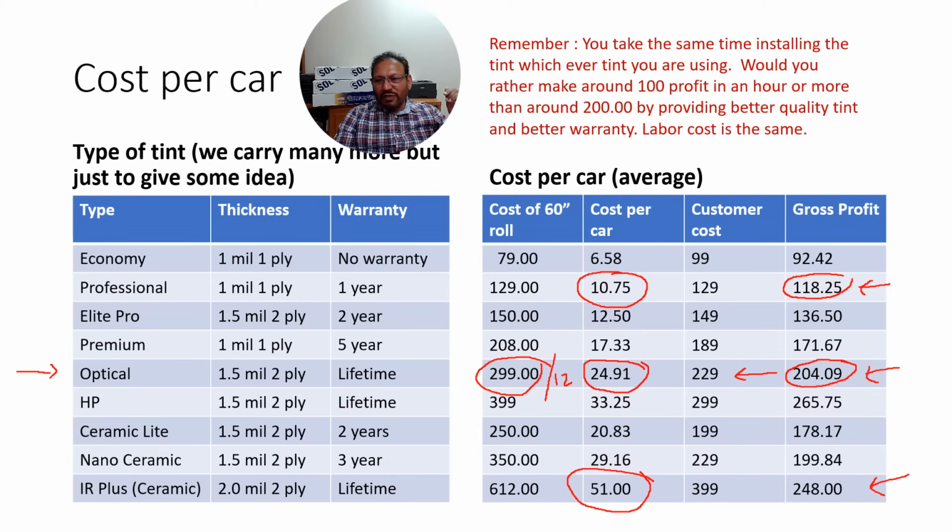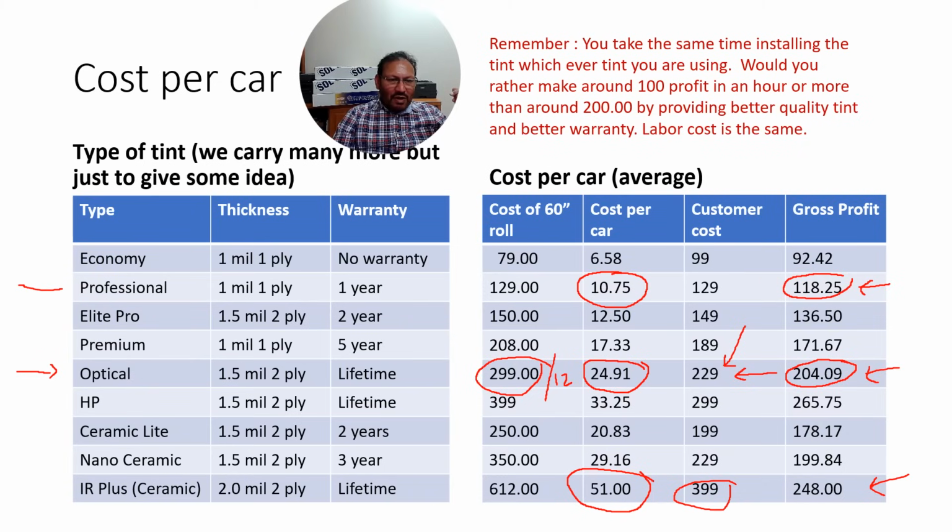Because customers are very comfortable with this price, $229. Whatever price you are charging, you may be charging $250, you may be charging $275. Customers sometimes don't want to pay $400 or $500 or $600 for a car, but they are ready to pay $200, $300 for a car. So basically you make good profit, you give a good warranty, you give a good material, and everything is perfect.